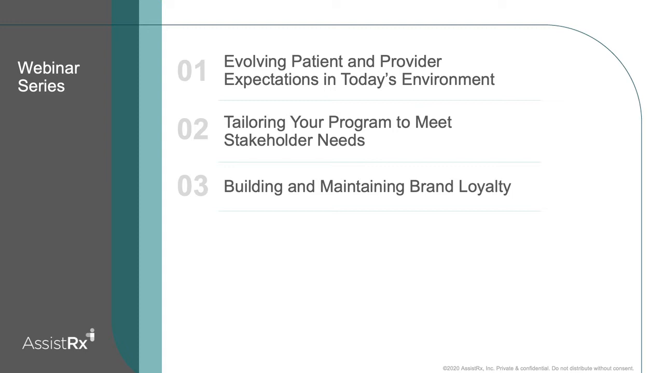In the first and second part of this three-part webisode series, we talked about the growing importance of PAPs, evolving needs of providers and patients, addressing those needs, and how the perfect balance of tech and talent can serve these populations. In today's webinar, the third and final installment of this series, we're going to be talking about how to optimize your patient assistance program to improve program performance and also drive brand loyalty.